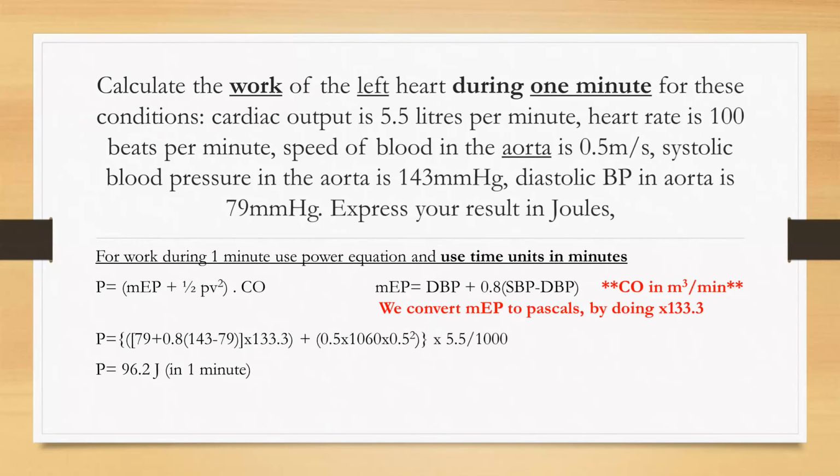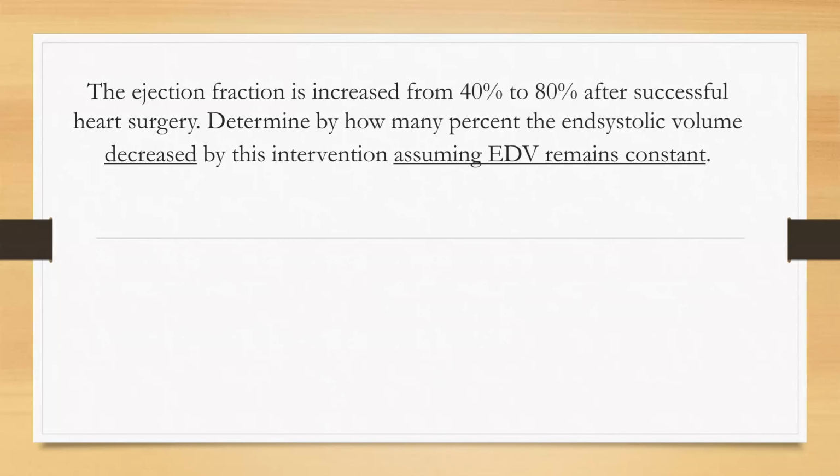Okay, so here we have the ejection fraction, which is basically how much volume of blood was given out compared to how much was taken in. It is increased from 40% to 80% after successful heart surgery. So by how many percent did end systolic volume decrease by this intervention, assuming end diastolic volume to be constant?